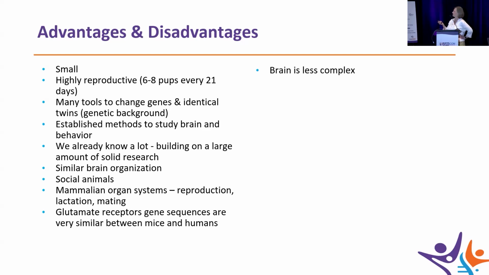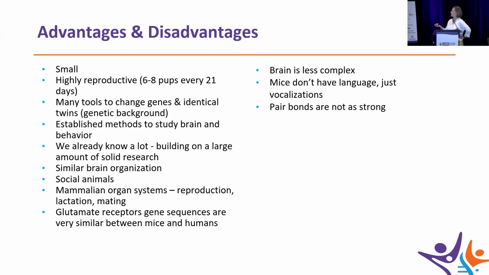Okay, here are the problems. The brain is certainly less complex. The mice don't have language, just vocalizations. One of the most important things that parents care about is communication, and I'm really not sure whether we'll be able to ever address that in mice.